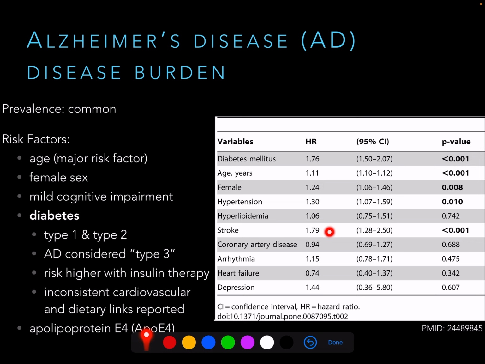Stroke can increase the risk because it just damages the brain and decreases cognitive function, making it more likely for any dementia to develop. In fact, if you have a whole lot of strokes, this creates what we call vascular dementia. Men have a much higher risk of vascular dementia than women, whereas women have a higher risk of Alzheimer's dementia. But you'll notice right up top here, diabetes.